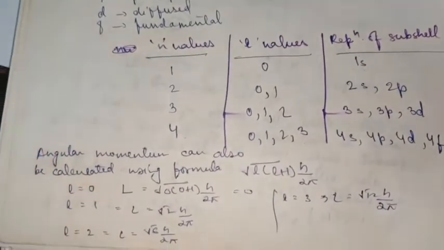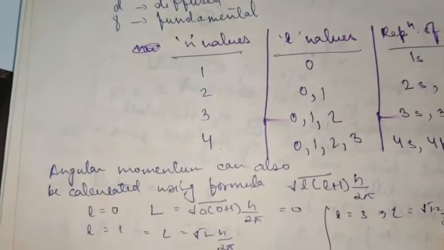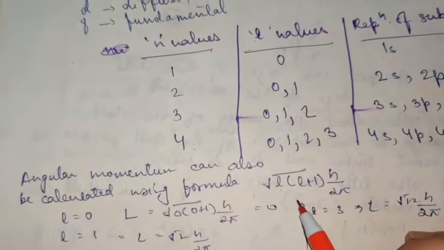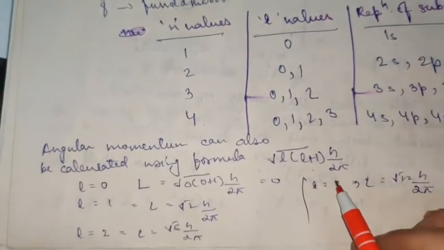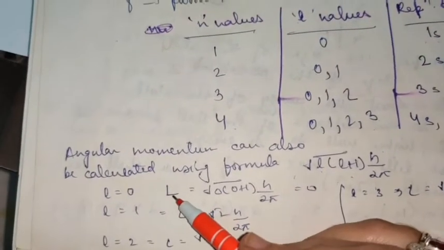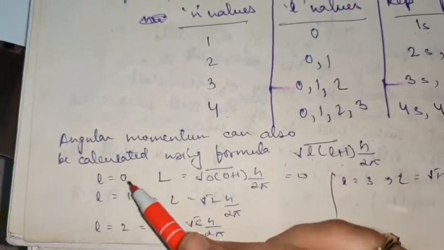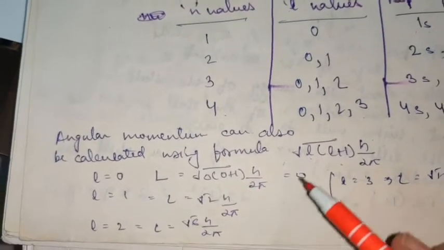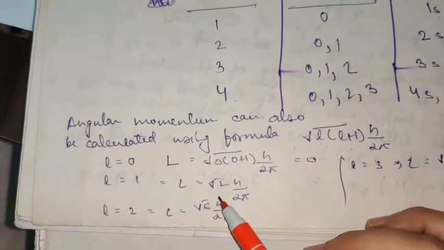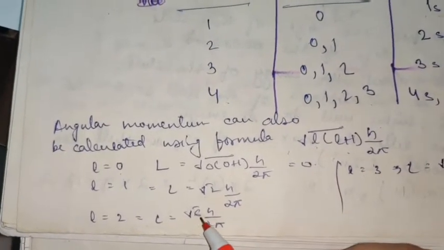You can also calculate the angular momentum with the help of the value of L. Angular momentum can be calculated using the formula under root L into L plus 1 into h upon 2 pi. You can also get the question to calculate the angular momentum. Angular momentum is represented by L, which is equal to under root L into L plus 1 into h upon 2 pi. If the value of L is 0, then substituting the values, the angular momentum will come out to be 0. If L is 1, it will come out to be root 2 h upon 2 pi. If L equals 2, then the value will be root 6 h upon 2 pi.